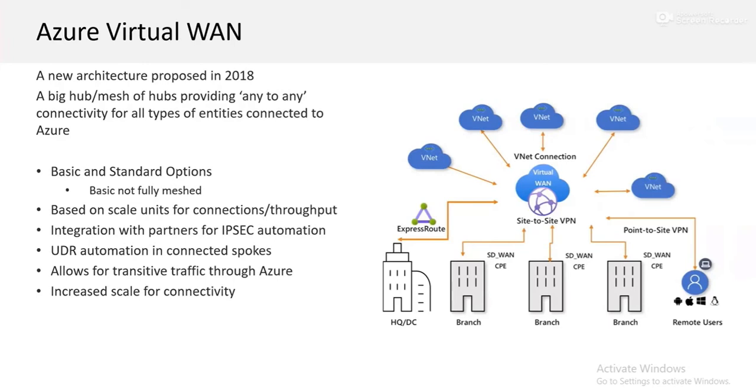There's also some ability to be transitive for on-prem to on-prem. So if we have a branch needing to connect back to a data center, we could actually make that a little bit transitive within Virtual WAN as well. So Virtual WAN is a really good option for customers inside of Azure.